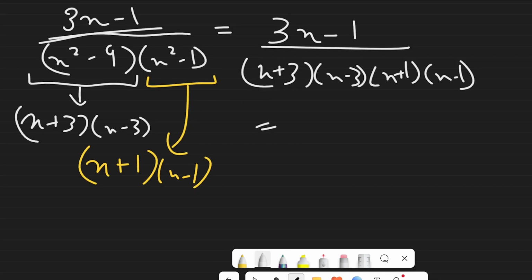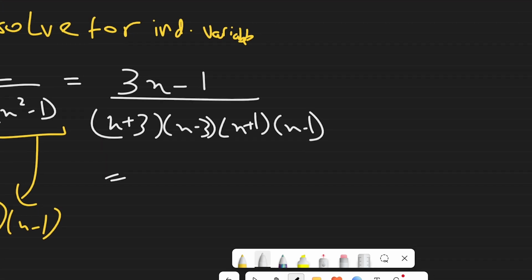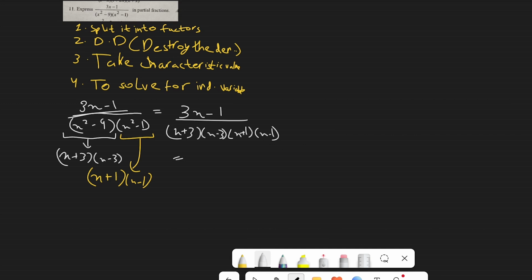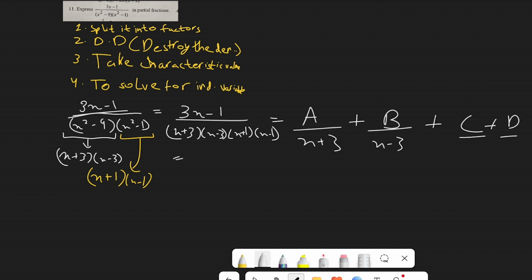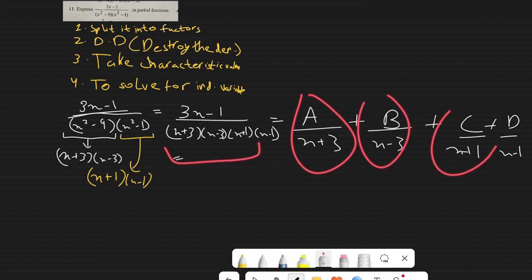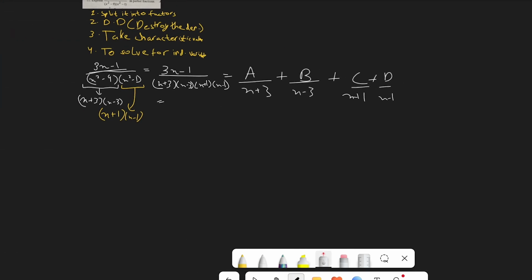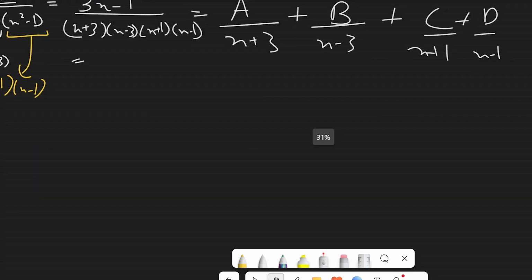Next up, what do we have to do? We need to split it into factors, the first step. We assign a, then b, then c, then d, and the denominators are x plus 3, x minus 3, x plus 1, x minus 1. We split these factors into distinct fractions. Next up, step 2 is DD, destroy the denominator.